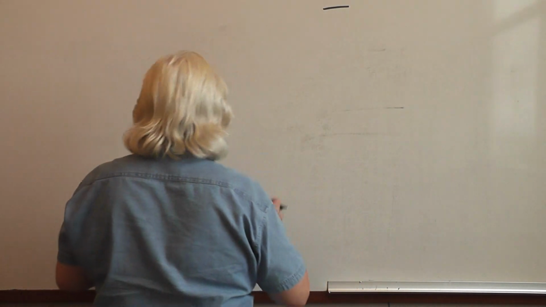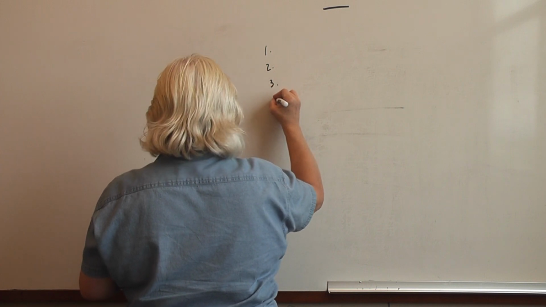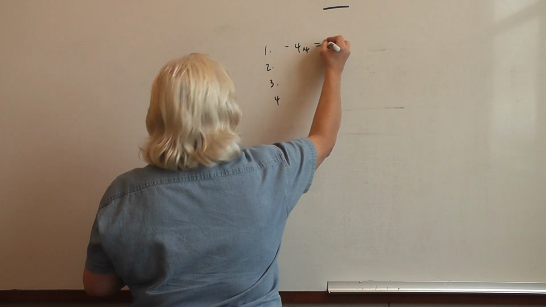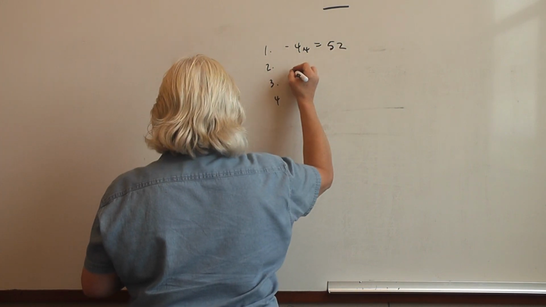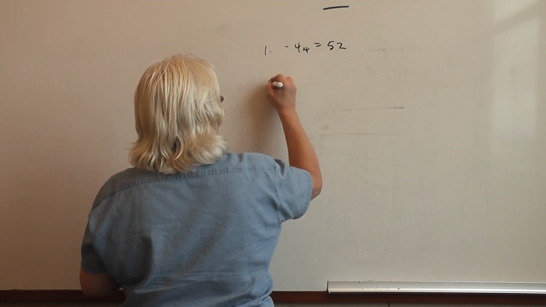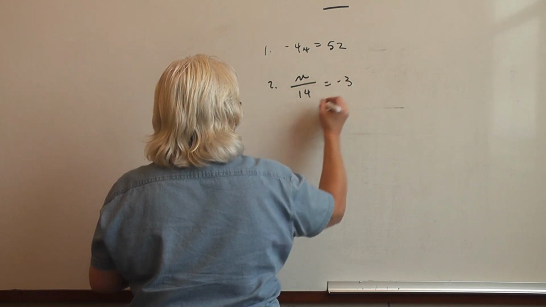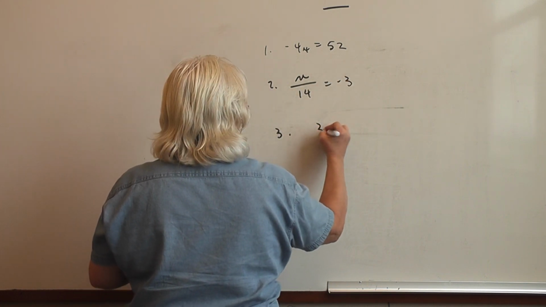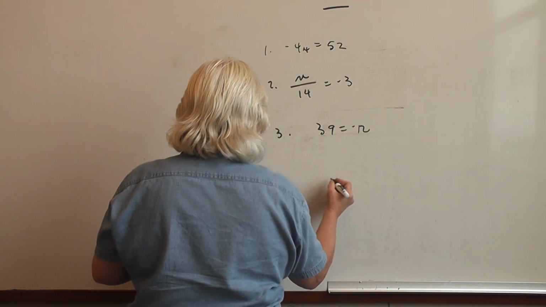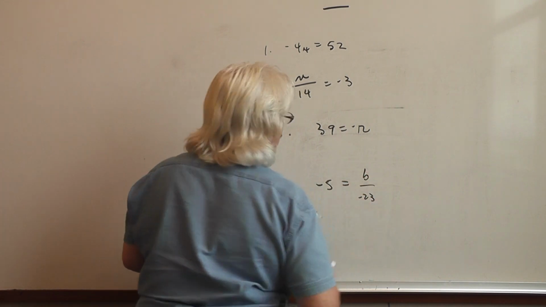Okay, what inverse operation are you going to use to solve these? 2, 3, and 4. -4x equals 52. 2. n over 14 is -3. 39 is equal to -r. -5 is equal to b over -23.